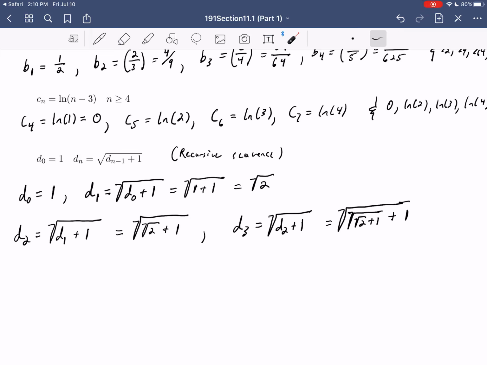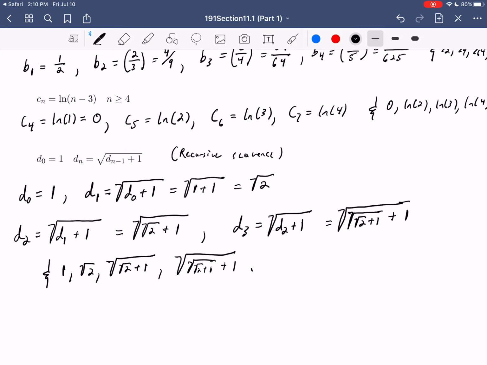Now, it turns out that with some of the theorems that we'll be proving a little bit later on in section 11.1, we'll actually be able to figure out if this thing is tending towards some value without actually knowing what it equals along the way. If you wanted to, of course, you could put this in set notation. This is 1, root 2, root 2 plus 1, and then root 2 plus 1 plus 1. And then so on and so forth.